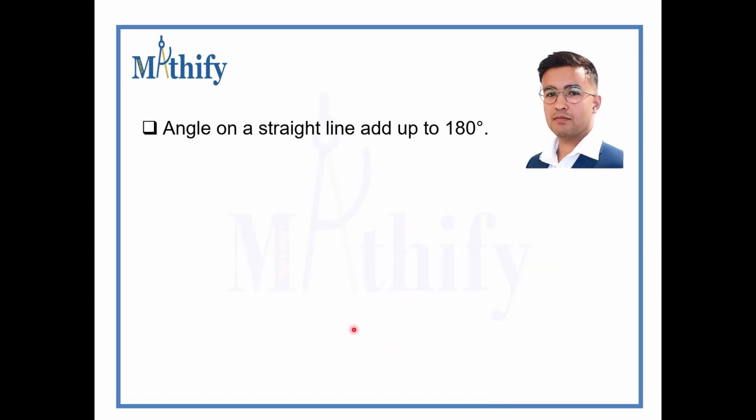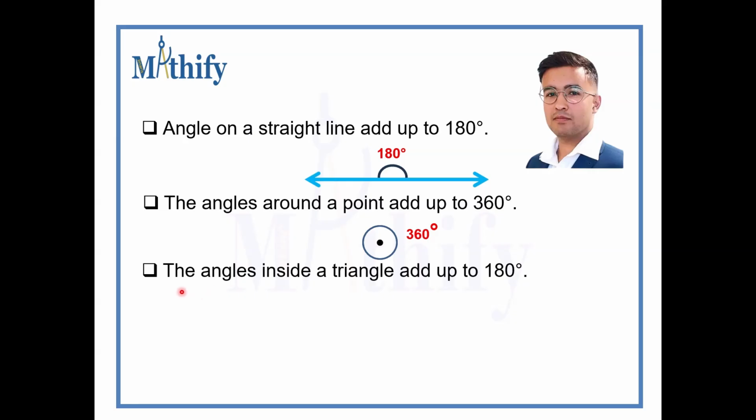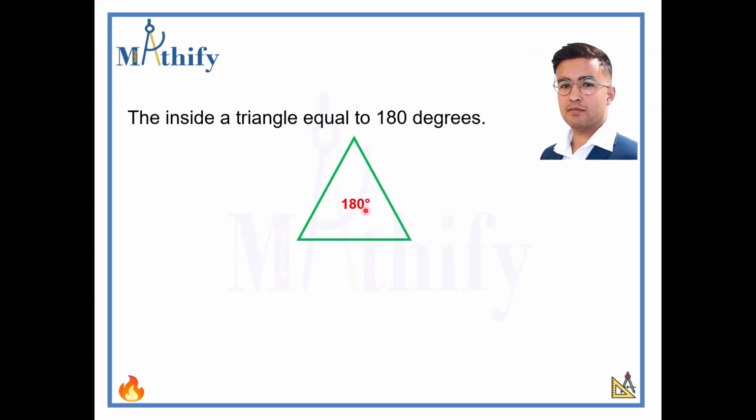So here are a few important pieces of information to remember when answering any geometry questions. So angles on a straight line add up to 180 degrees. Angles around a point, so around this particular point, add up to 360 degrees. Angles inside the triangle add up to 180 degrees. So these angles here add up to 180 degrees. As mentioned earlier, angles inside the triangle equal 180 degrees.